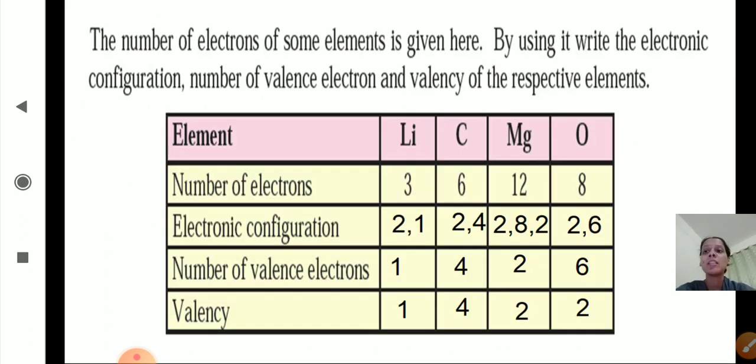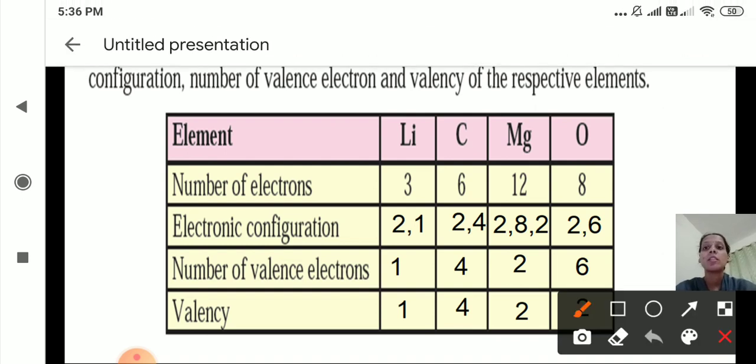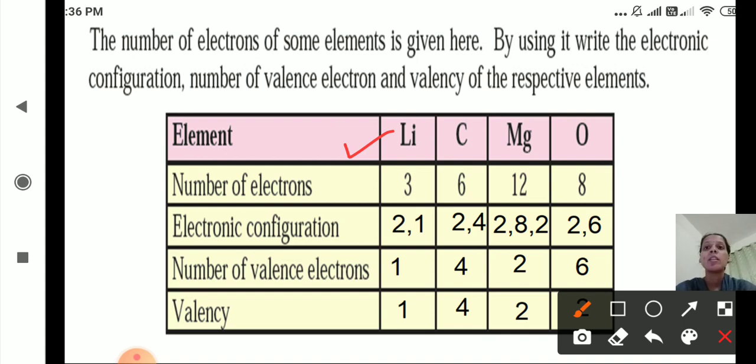Now the next one: we'll see the name, number of electrons, name of the element, electronic configuration, number of valence electrons and valency. How to write this? The number of electrons of some elements are given. As you can see in the table, the symbols are given: Li is lithium, C is carbon, Mg is magnesium, and O is oxygen. Lithium has 3 electrons, carbon 6, magnesium 12, and oxygen 8.